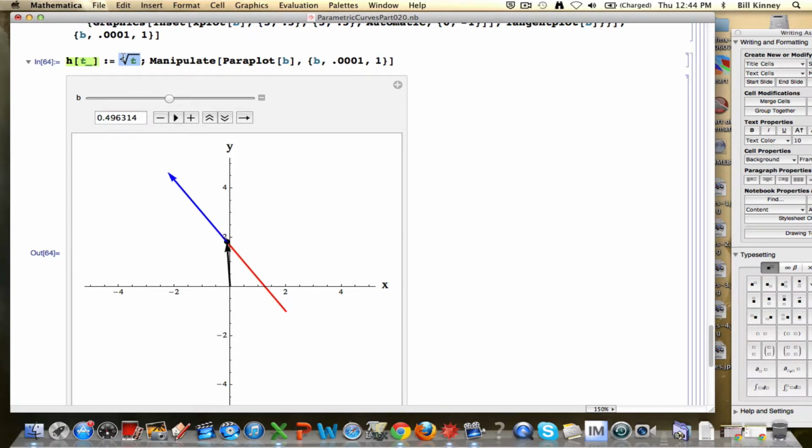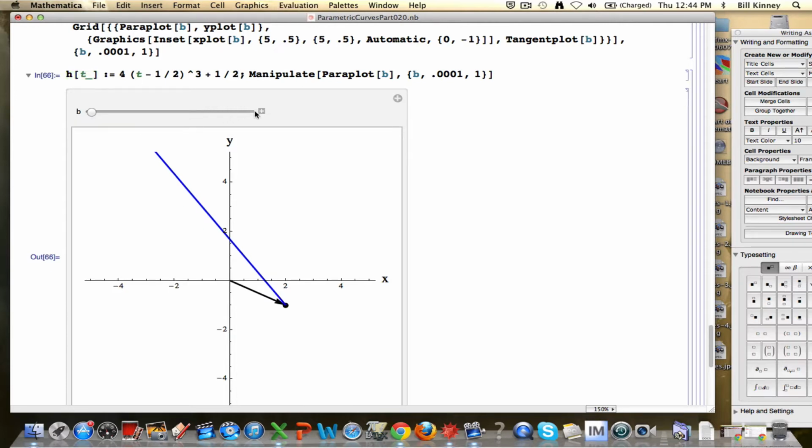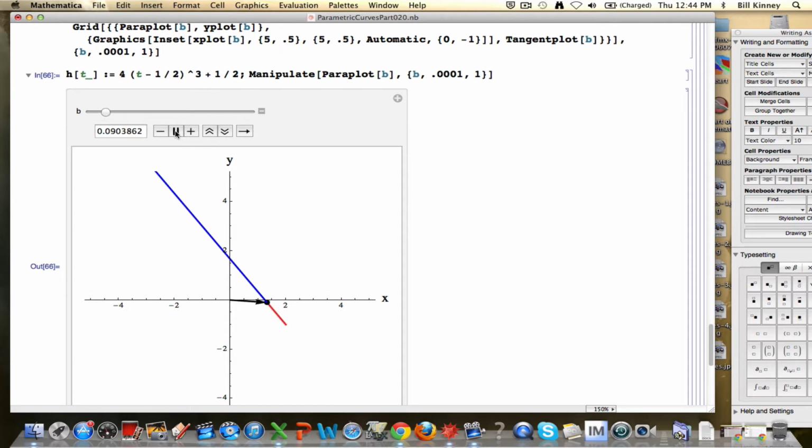If I go back and make the square root of t a t squared, that's a motion that speeds up. Starts slow, speeds up. If I make it a 4 times t minus 1/2 cubed plus 1/2, hopefully you recall that's a motion that starts fast, slows down, then speeds up again. Starts fast, long velocity vector, slows down, it gets shorter. In fact, it becomes 0 length at one instant in time, then speeds up again.